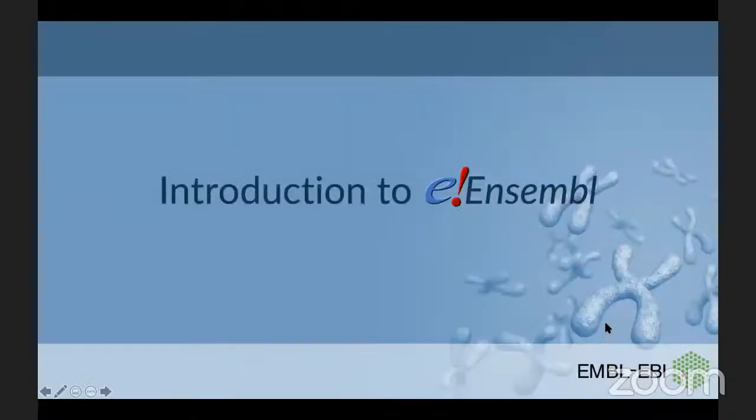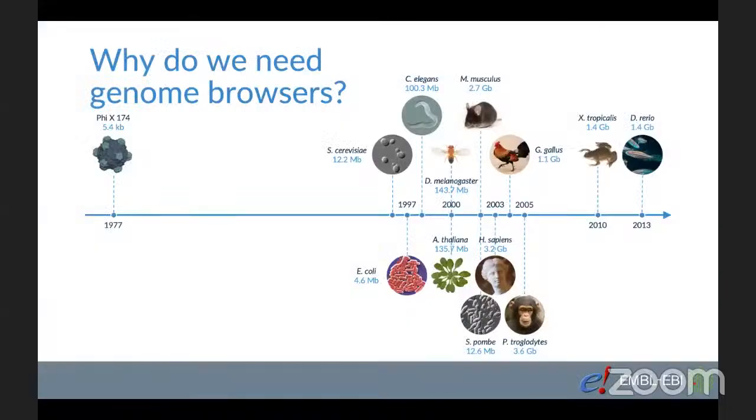So let's move on to an introduction to Ensembl. A little bit of history. As you might already know, the first genome was sequenced by Fred Sanger and his team in 1977. It was a small bacteriophage genome of about 5,000 bases, which paved the way for more complex organisms to be sequenced, including the human genome of about 3 billion bases, published in the early 2000s.